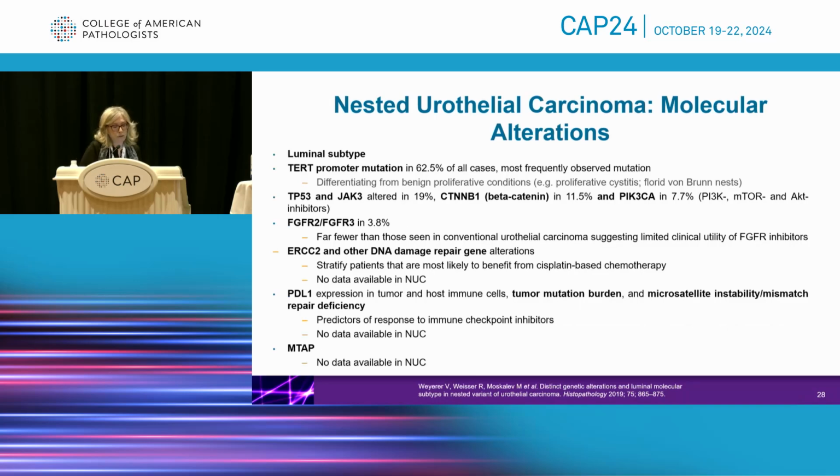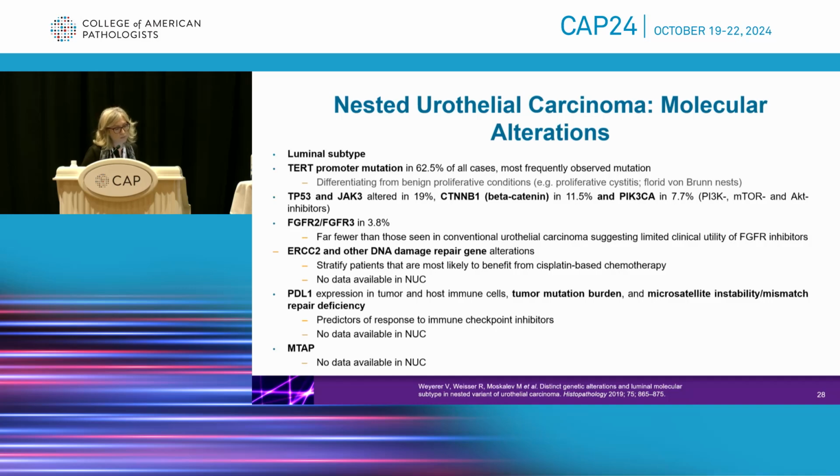Molecularly, nested urothelial carcinoma is a luminal subtype, and the most frequent molecular alteration is the presence of TERT promoter mutation. And I say this because I feel that it's a very useful marker in the setting in which you may have limited specimens, such as a biopsy or a transurethral resection, where you don't have sampling of muscularis propria and where you have this nested proliferation in the lamina propria. So in this setting, TERT promoter mutation is very helpful because it would indicate the presence of a nested variant as opposed to benign proliferative cystitis glandularis or von Brunn's nests.